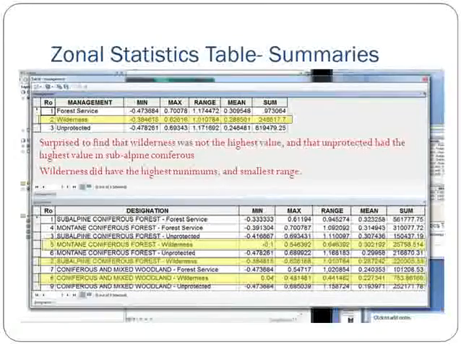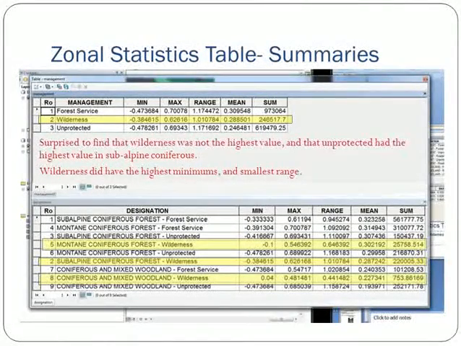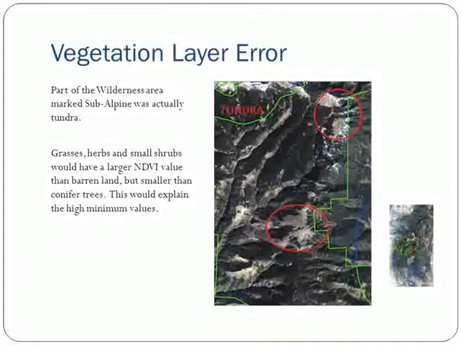I was surprised to find that wilderness was not the highest value, and that unprotected had the highest value in the subalpine coniferous. Wilderness did have the highest minimums and the smallest range, though. Why? I examined the true color image, and part of the wilderness area marked subalpine was actually tundra. Grasses, herbs, and small shrubs would have a larger NDVI value than barren land, but smaller than conifer trees. This would explain the high minimum values.